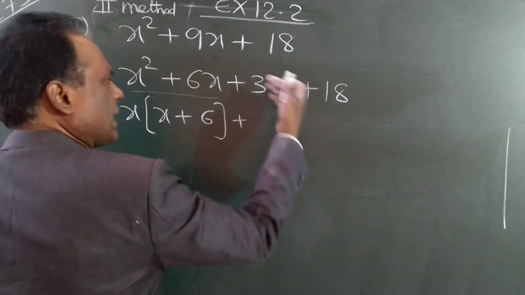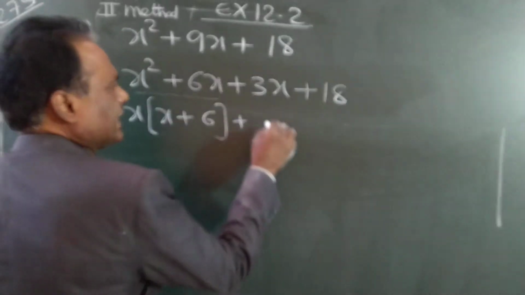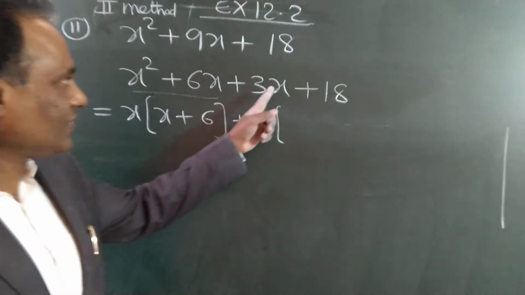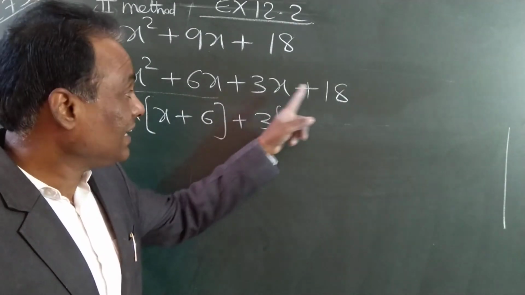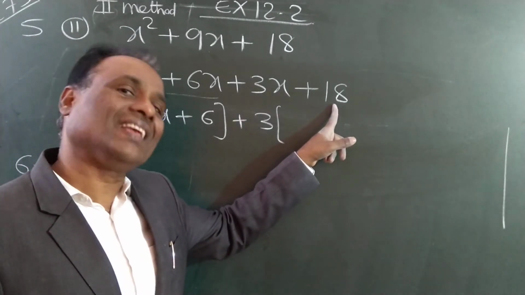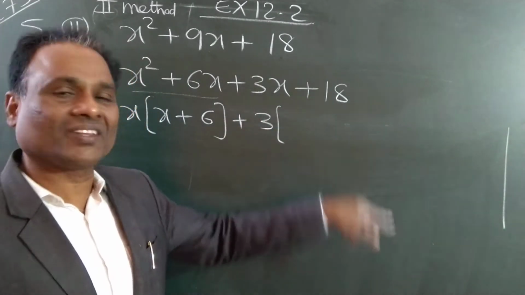Next to 3, what can we take common? 3 we can take common, because 3 is here. 18 is 3 into 6. 18 is 3 into 6. 3 common means 6 remains, like that.